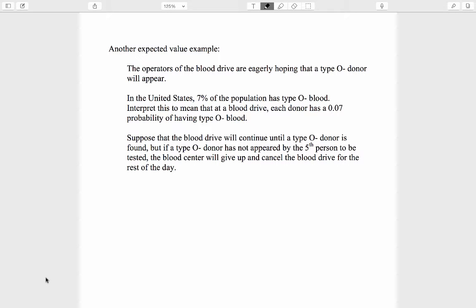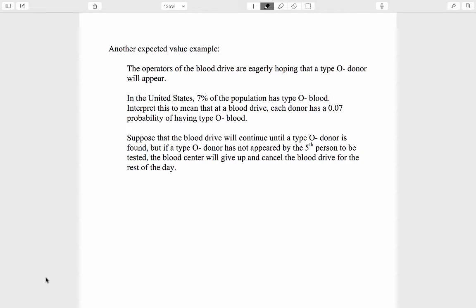Here is another expected value example, another problem type involving expected value. The operators of a blood drive are eagerly hoping that a type O negative donor will appear. Type O negative blood can be given to recipients of any blood type, so if you're running a blood drive, it is especially good news if type O negative donors show up. In the United States, 7% of the population has type O negative blood.